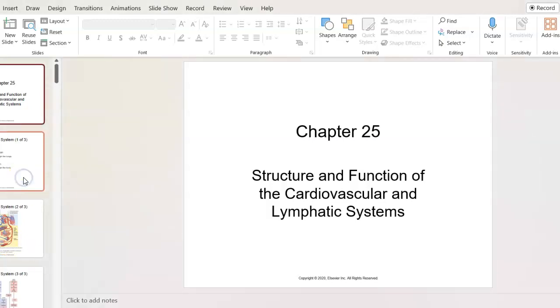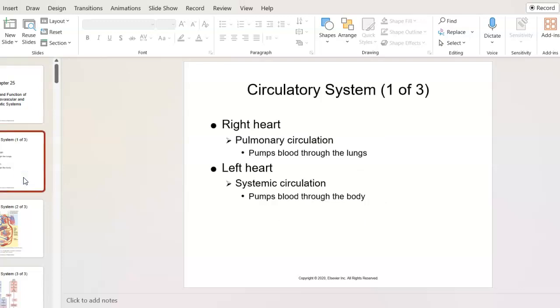So the circulatory system, there's right, there's left. I think that is a great place to start. And we're going to go through every one of these steps. Blood is returned to the right heart. It's pumped from the right heart to the lungs. From the lungs, it goes back to the left heart. From the left heart, it goes to the body. That's a great starting place.